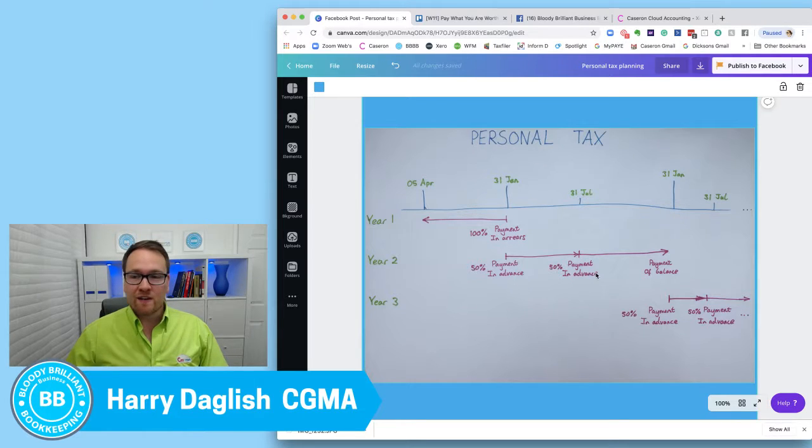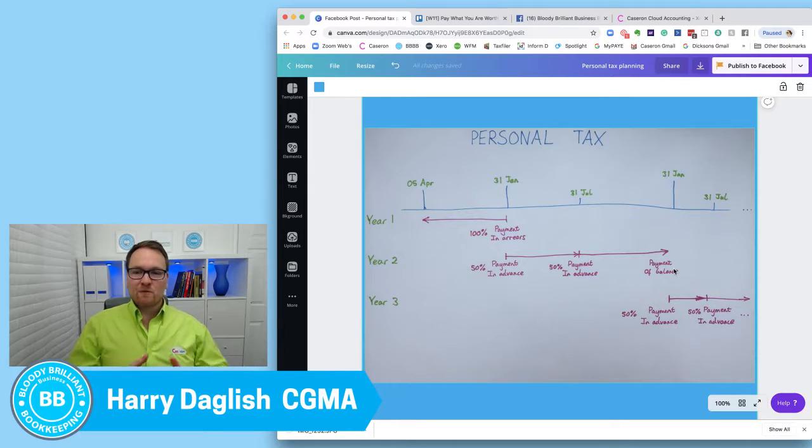Then, when it comes to the 31st of July, we're required to pay another 50% payment in advance against the new tax year, which hasn't yet happened. So what we have essentially done here is we've paid 50% and 50%, but bear in mind this is an estimated liability that we're paying down. So when it actually comes to the 31st of January the following year, when we'll be required to pay down the second year's tax liabilities, we just need to pay down whatever the balance is. So we take away the payments in advance we've already made, and we basically pay the difference. But then we also have to pay 50% of next year's. So this is how it works.